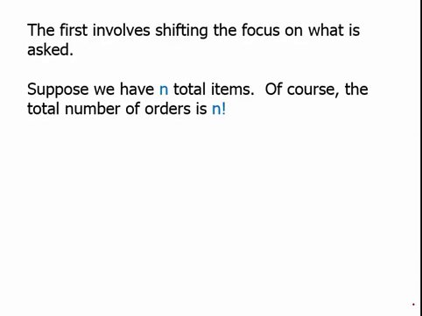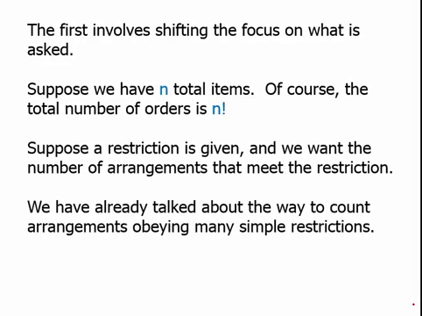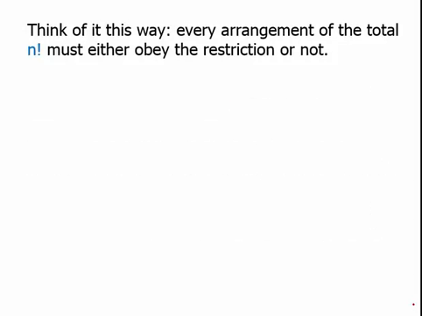Suppose we have n total items. Of course, the total number of orders we could put these n items in is n factorial. Suppose a restriction is given, and we want the number of arrangements that meet that restriction. We have already talked about the way to count arrangements obeying many simple restrictions. Think of it this way.